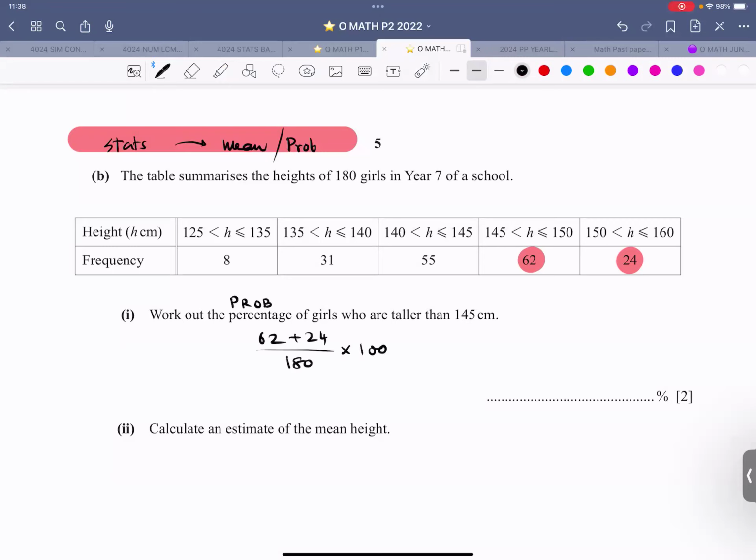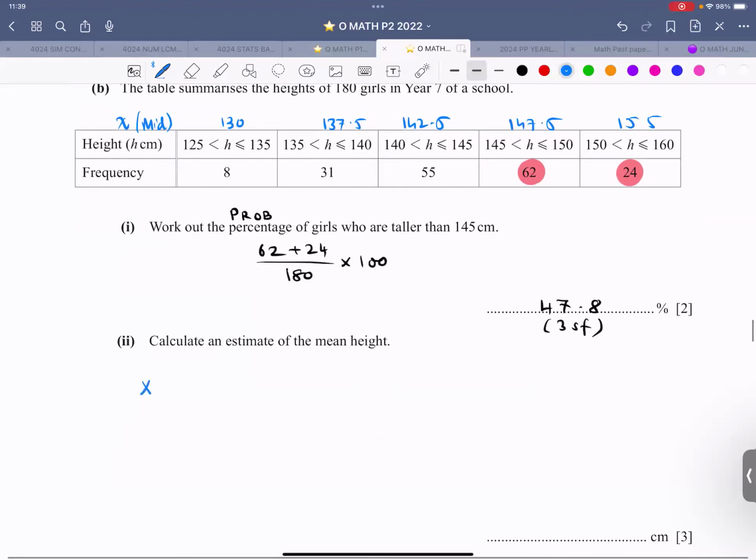And this comes out to be, it depends on rounding off, I'll write 47.8% rounded off to 3 significant figures. Calculate an estimate of the mean height. We have to use the x value, the mid value. So 125 to 135, the mid value is 130. This is 137.5. This is 142.5. This is 147.5. This is 155. So these are the mid values.